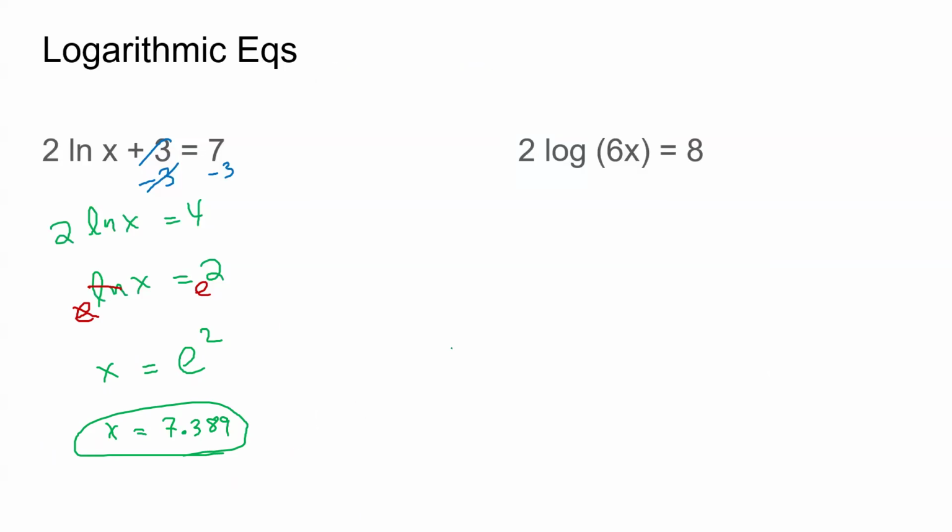I could do a similar thing on this one. I see a 2 right there that's just sitting there being dumb. Get rid of it. Okay. Now I've got the log of 6x equals 4. That looks better. Got rid of one thing. Right here, what could I do? I could raise both of these sides to 10, and then 10 to the log base 10 of 6x would be 6x.